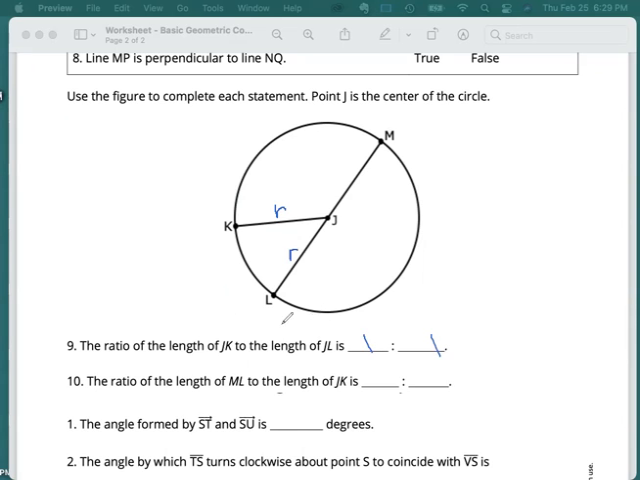They're the same. The ratio of the length of ML, which is the diameter all the way across, to the length of JK, which is the radius, is 2 to 1, because the diameter is basically 2 radiuses. ML represents a blank of circle J, so that is diameter.